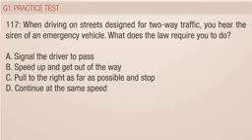Question 117. When driving on streets designed for two-way traffic, you hear the siren of an emergency vehicle. What does the law require you to do? A. Signal the driver to pass. B. Speed up and get out of the way. C. Pull to the right as far as possible and stop. D. Continue at the same speed.